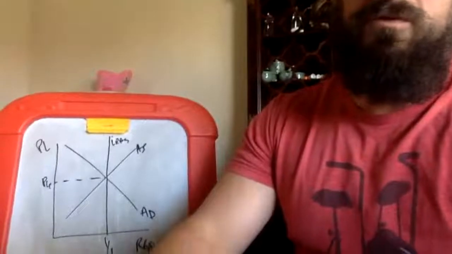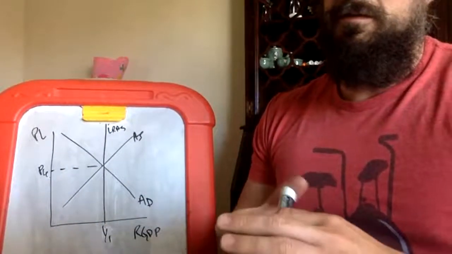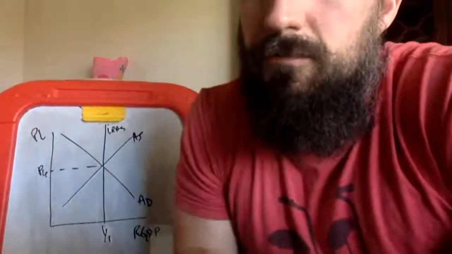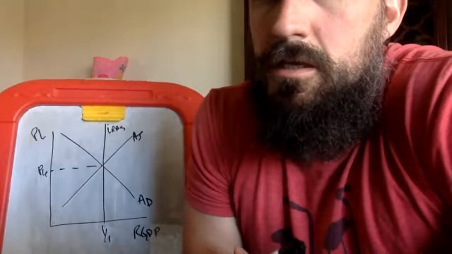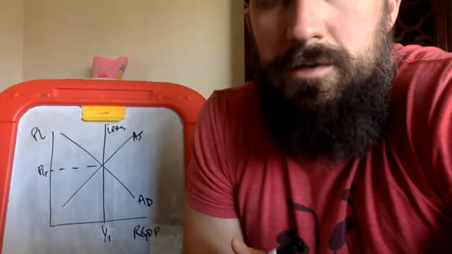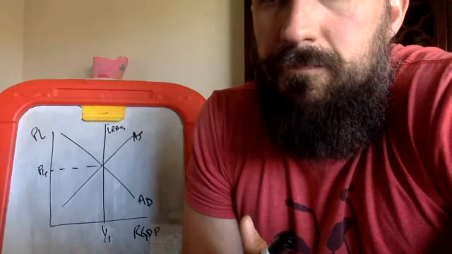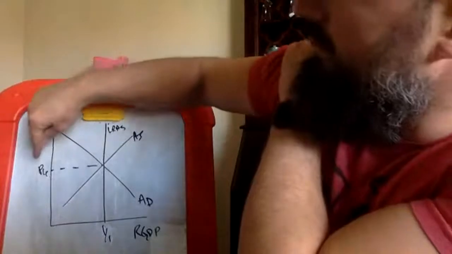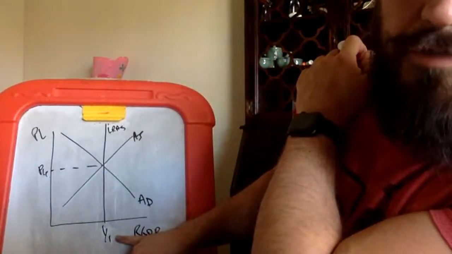Okay, so first question. Here's the answer. Correctly draw a correctly labeled graph of the short-run aggregate supply, long-run aggregate supply, and aggregate demand, and show the following: equilibrium output at Y sub 1, and equilibrium price level labeled PL sub 1. PL sub 1 we have right here. Y sub 1 we have here.